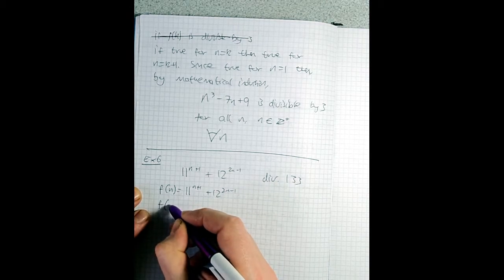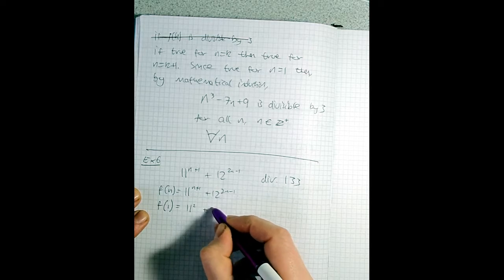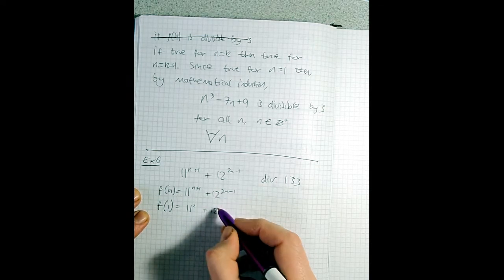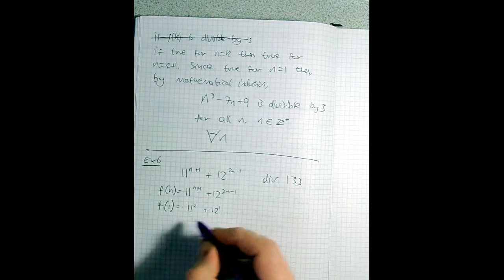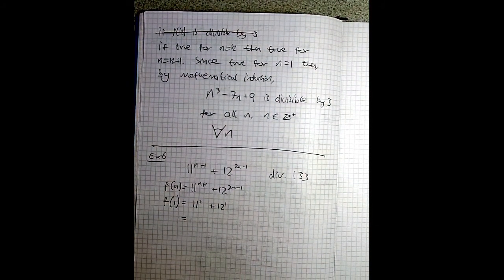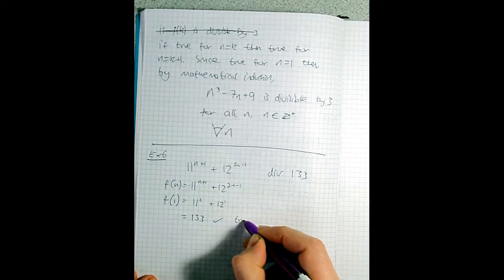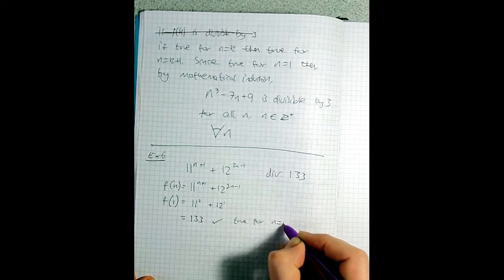N equals 1. Two minus 1. Better check this out on my calculator. Good. True for n equals 1.